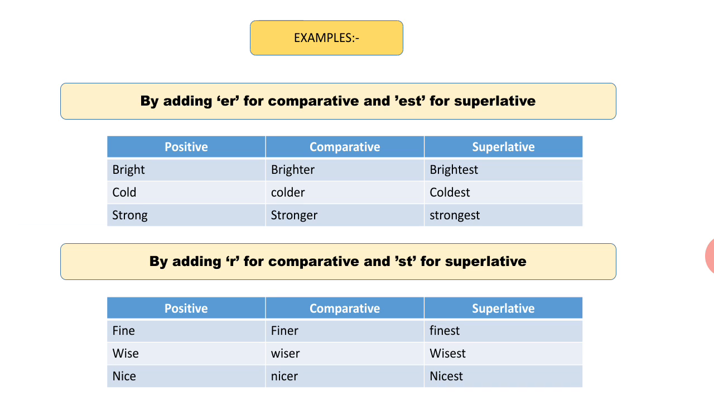So these are the examples of positive, comparative and superlative. So how I have used ER and EST to change positive into comparative and comparative into superlative. Now you have to note one more thing, by adding R for comparative and ST for superlative, how the word changes. Fine will become finer and finer will become finest. Wise, wiser, wisest. Nice, nicer, nicest. Okay, I hope you understood till here.